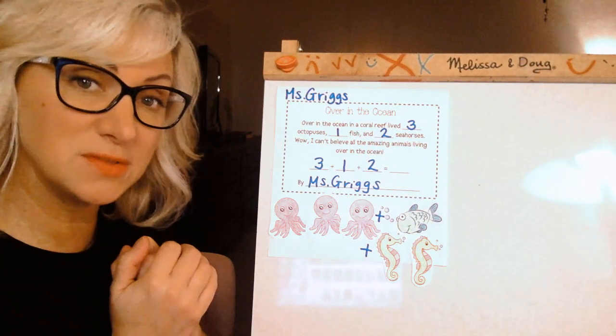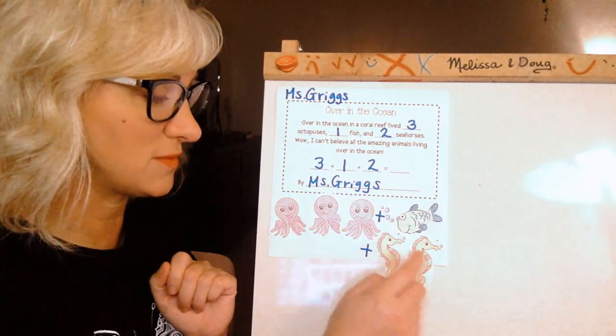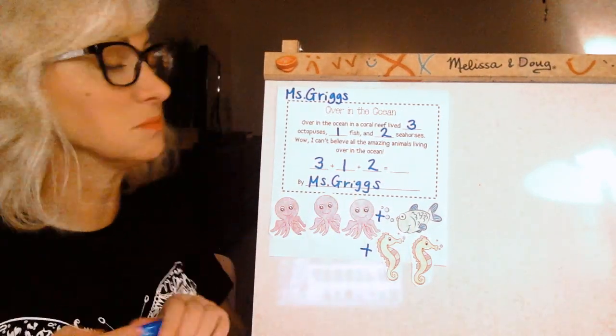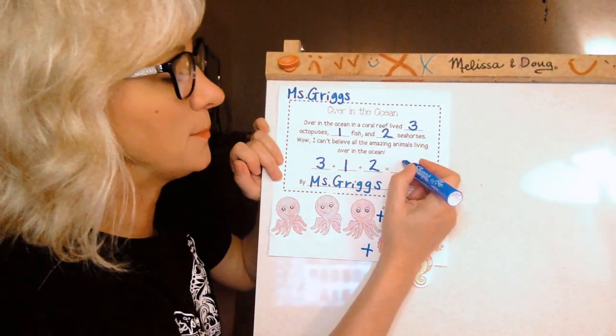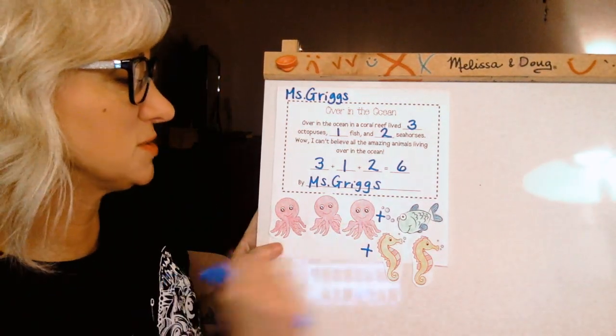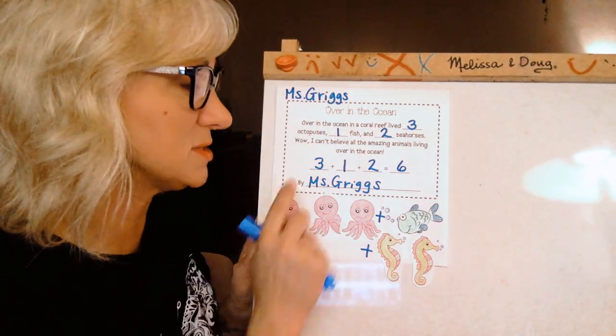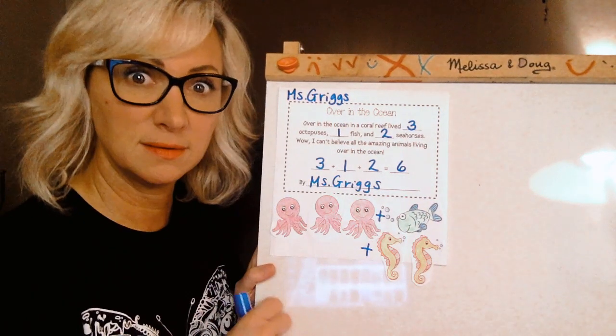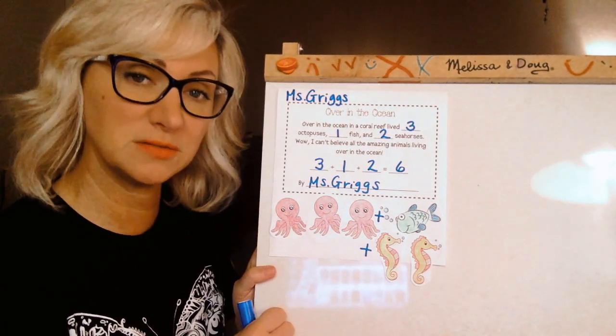So I got the same answer both times. 1, 2, 3, 4, 5, 6. And if I did it on my fingers, I got 6 also. So that must be correct. All right. 3 octopuses plus 1 fish plus 2 seahorses equals 6 sea animals all together living in the ocean reef.